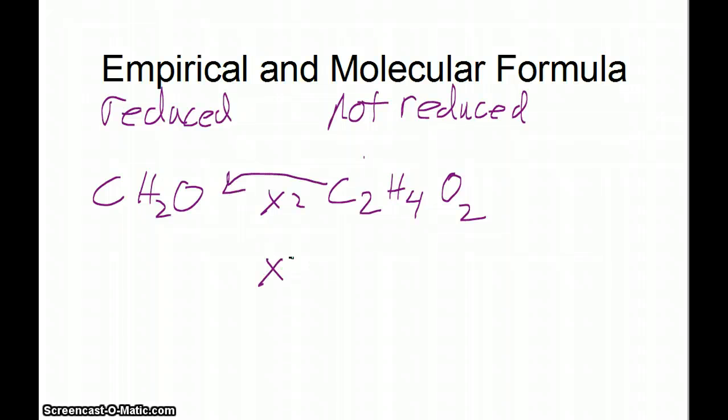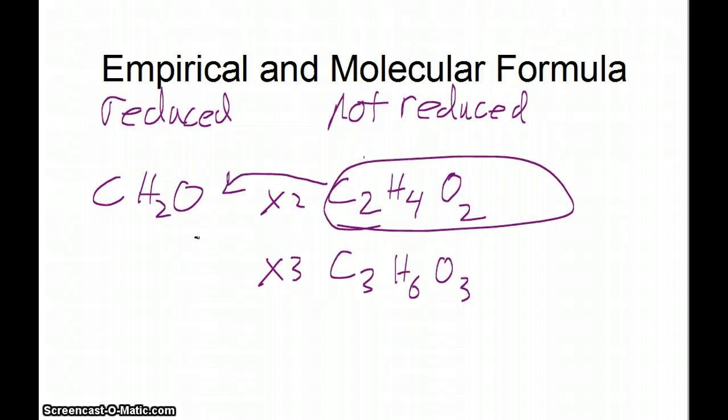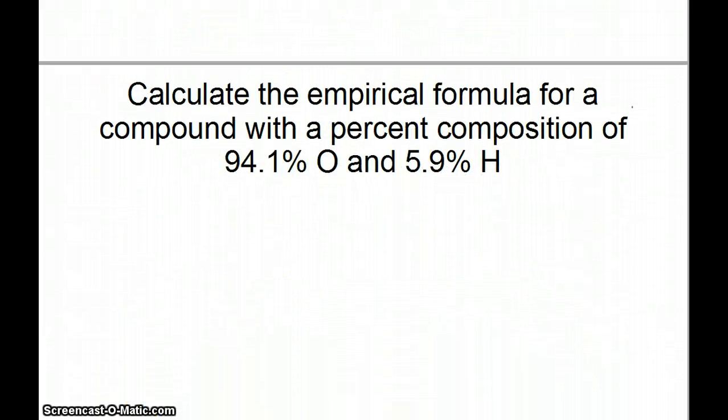We could do one where we take it times 3, where we have C3H6O3. If there can be multiple formulas involving the same 3 elements, we need to really look at the percentages that are involved. So let's get started and find out how we find an empirical formula.